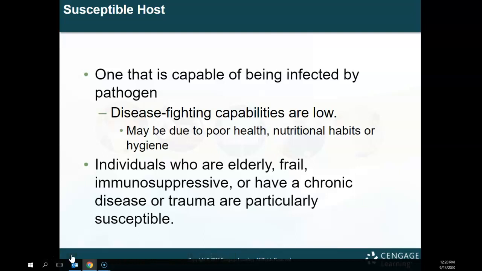To be a susceptible host, it has to be something that is capable of being infected, and disease fighting capabilities are low. If you have the flu, your immune system is compromised during the time that you are sick with the flu, right? So that means you're more susceptible to catching another type of virus or bacteria even, because your immune system isn't as quick to fight in that situation.